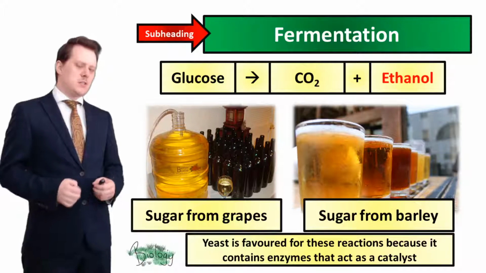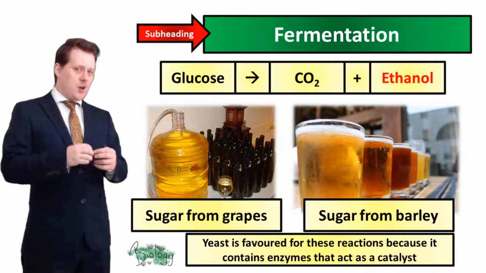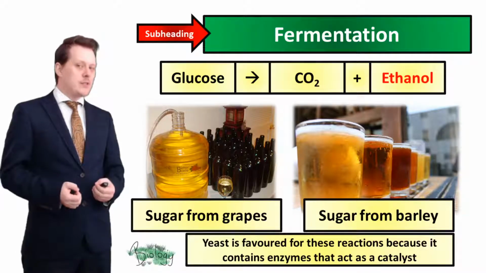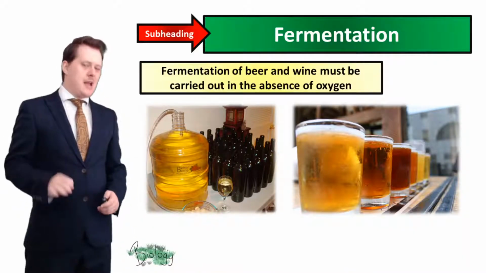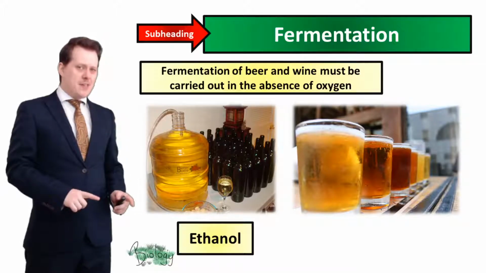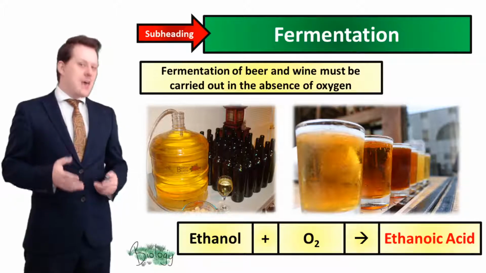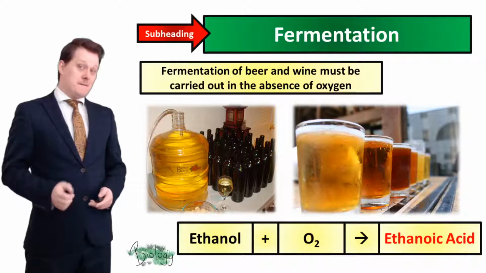Also, because these mixtures are nutrient rich, because there's a lot of glucose, the yeast are going to divide to produce more yeast, which is again going to cause the rate of reaction to increase. Now this fermentation must be carried out in the absence of oxygen, because this ethanol reacts with the oxygen that's in the atmosphere to produce ethanoic acid. Ethanoic acid being the scientific name for vinegar.